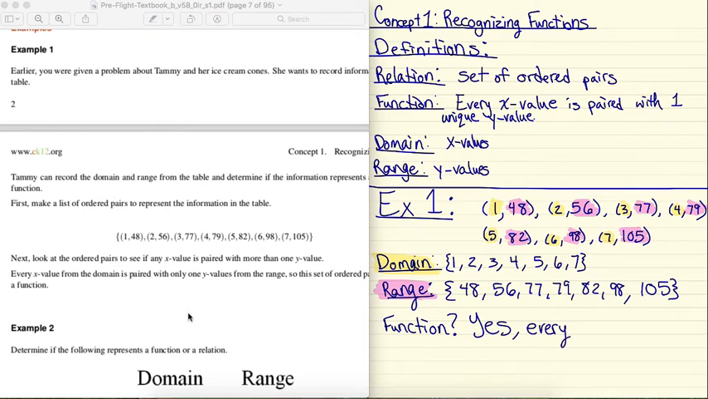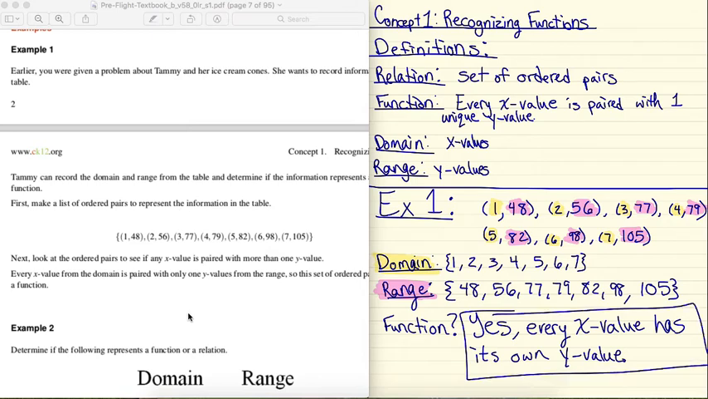Every X value has its own Y value. All right, and that's going to wrap up example 1.